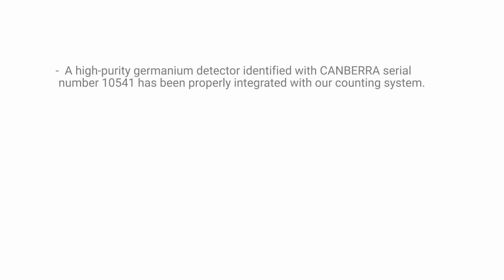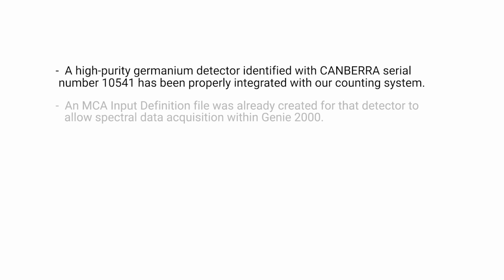A high-purity germanium detector identified with Canberra serial number 10541 has been properly integrated with our counting system. An MCA input definition file was already created for the detector to allow spectral data acquisition within Genie 2000.